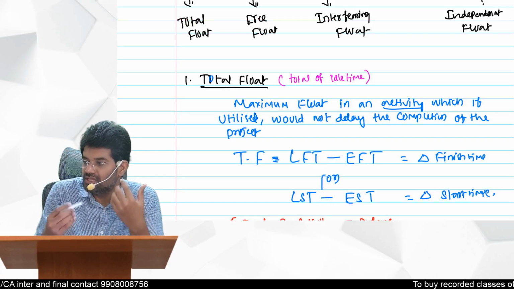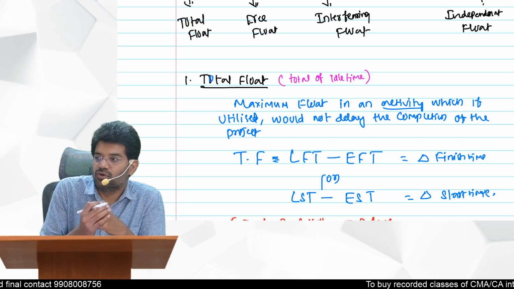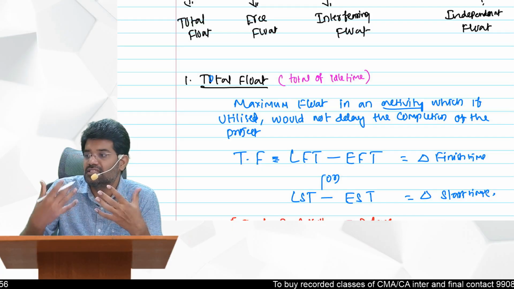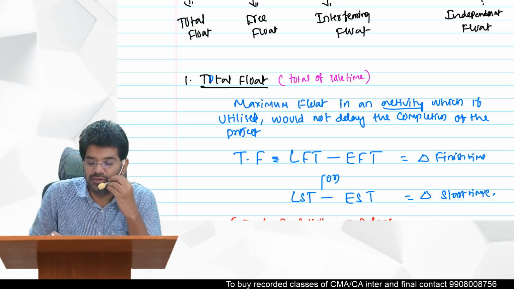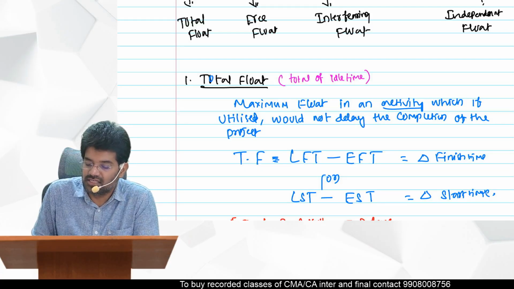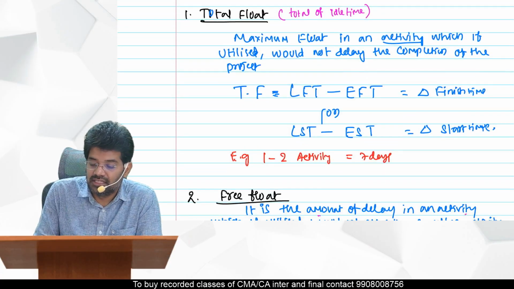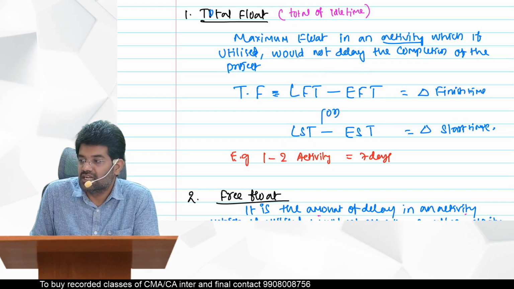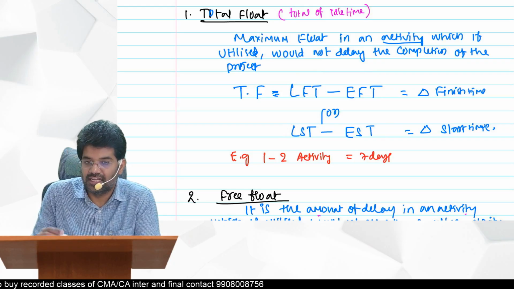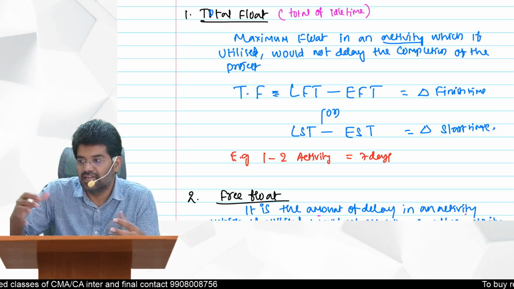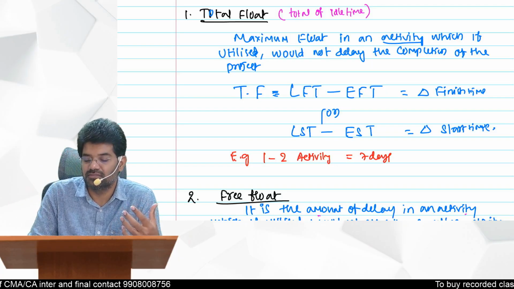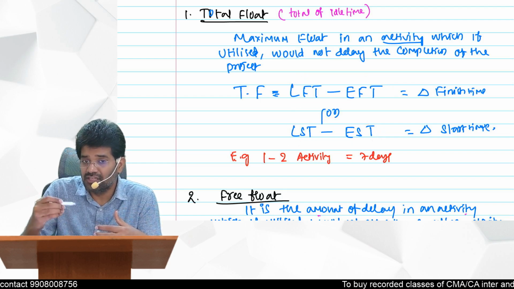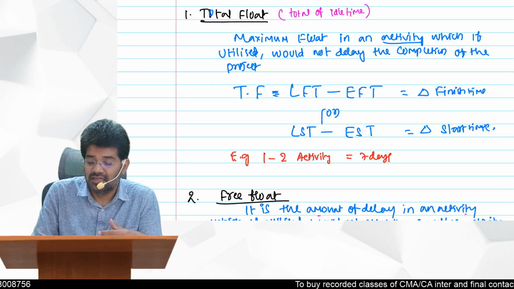So float means idle time. So total float means the total idle time which, if we utilize, doesn't affect our project duration. How you can calculate this is by comparing either the difference in finish times or the difference in start times. So latest start time, earliest start time, or latest finish time, earliest finish time. Either of these two you can use to get this total float.